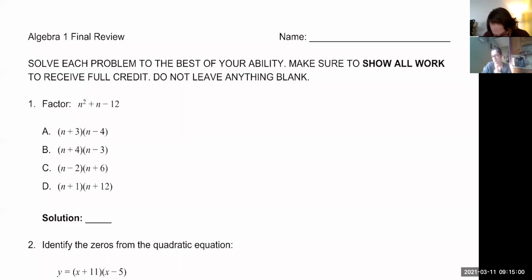So, review for the final. Like I said, we're going to be jumping around a lot. So what I'm going to do is highlight some of the instructions, especially if you take a look at number 1 here, which says factor.